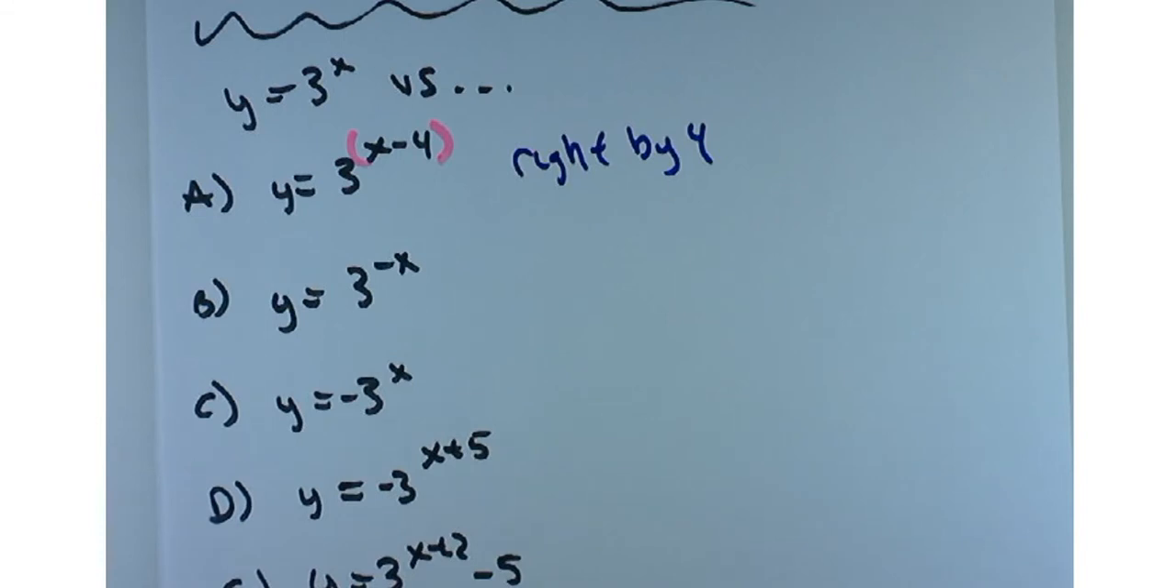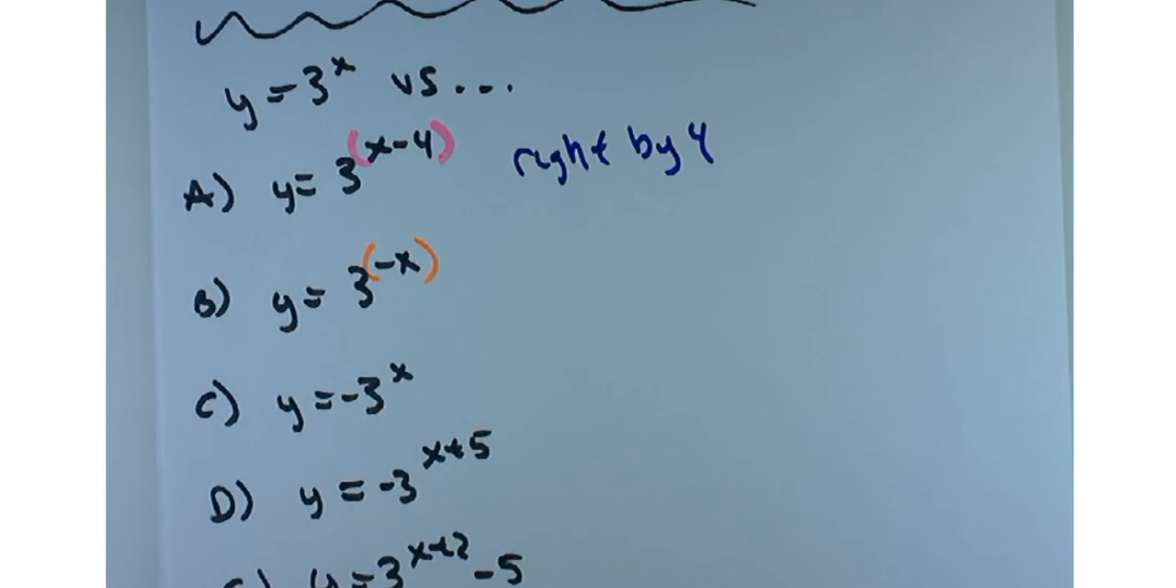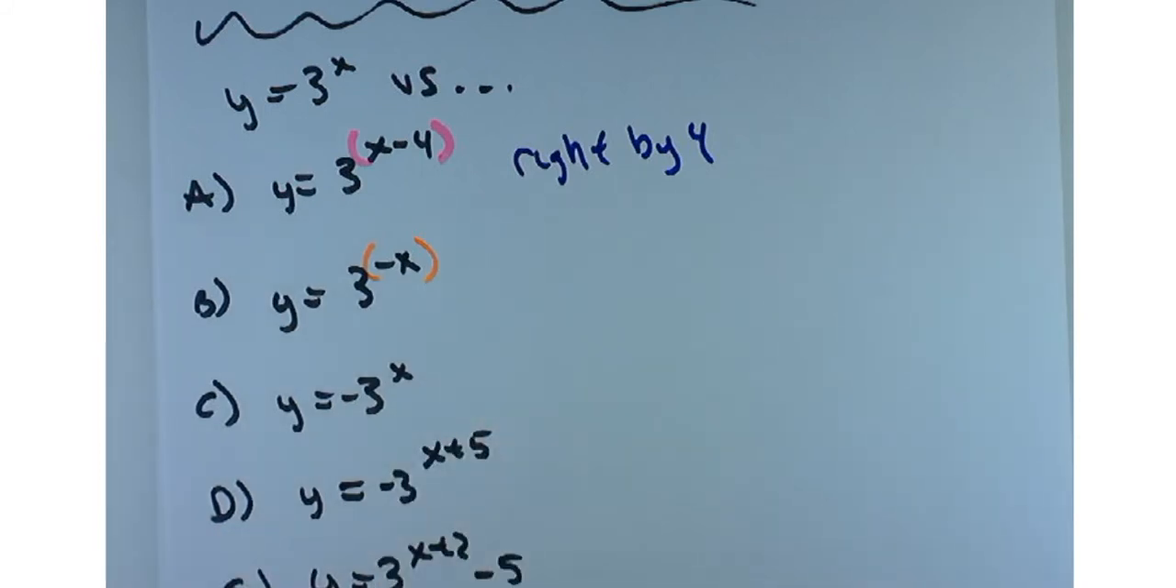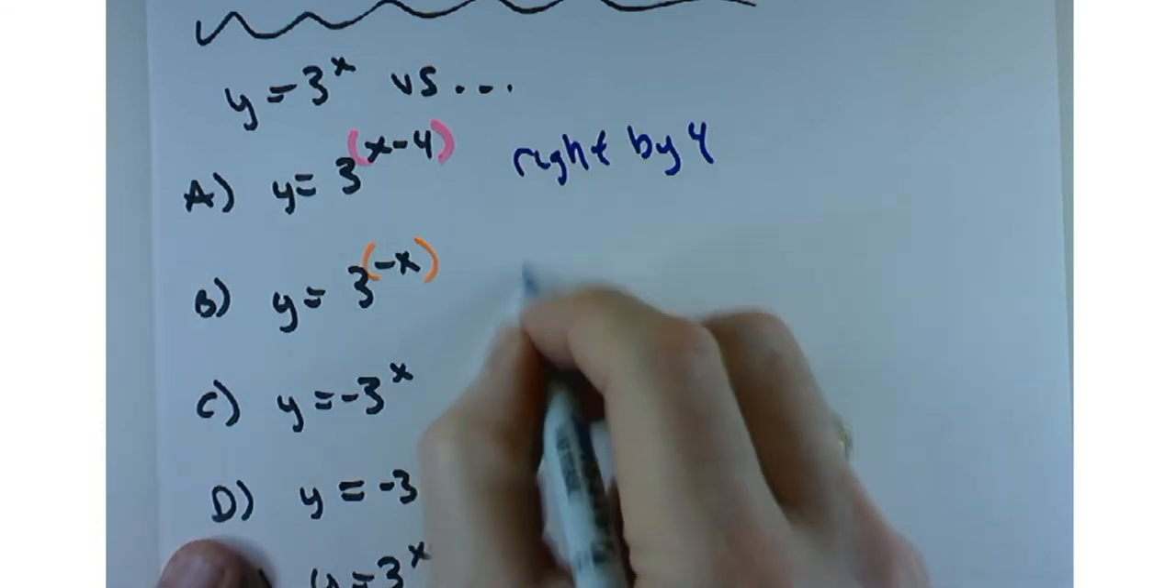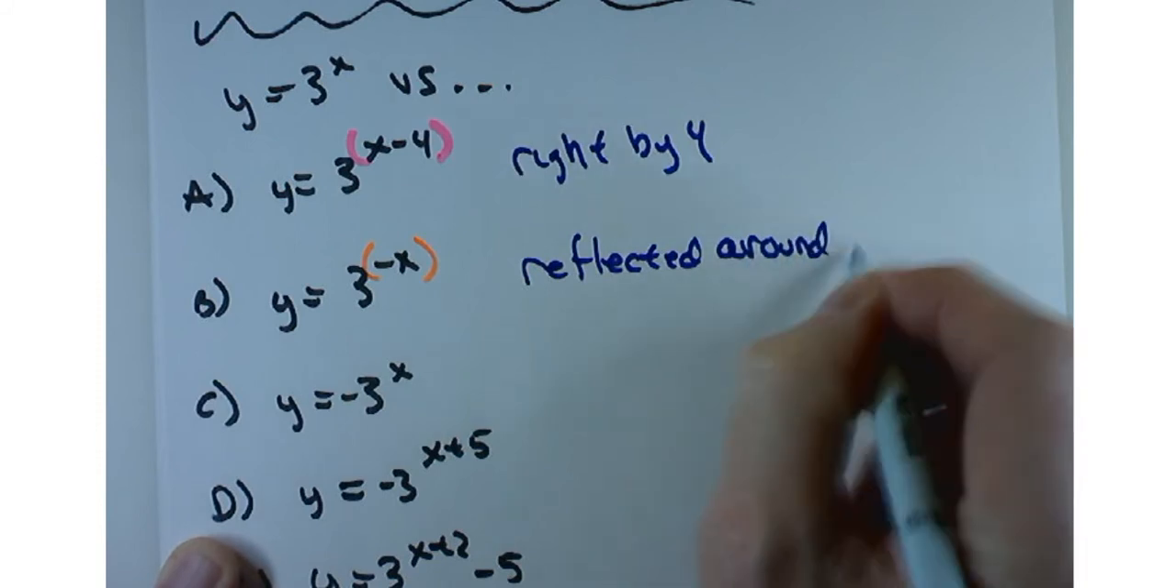Moving on down. The next one. Instead of an x, I've got a negative x. So we looked at one like this earlier. What's that negative x going to do to our graph? Well, it's not going to cause a horizontal shift. It's going to cause a reflection. But about which axis? Yeah, reflected around the y-axis. Thank you.